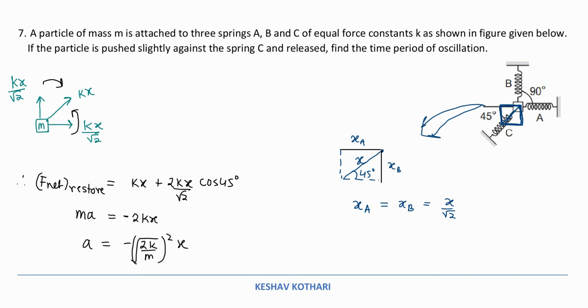So from here we can say that the time period of this particular SHM is going to be 2 pi by omega, so 2 pi root over m by 2k. This is the answer for this particular problem, that T equals 2 pi root over m by 2k. So this is the way by which we are solving this particular problem.